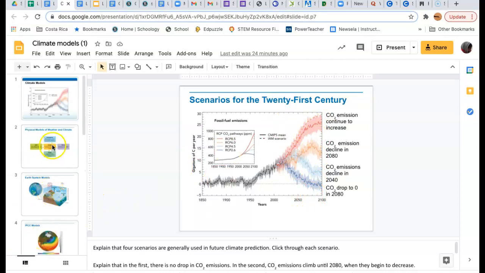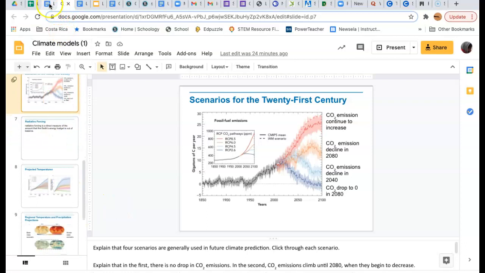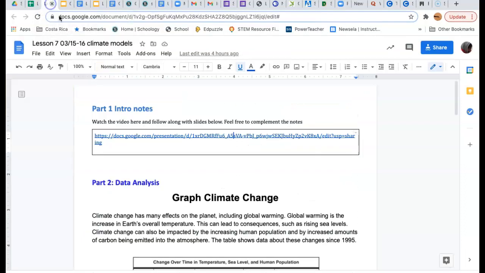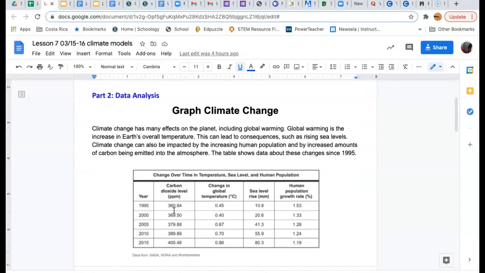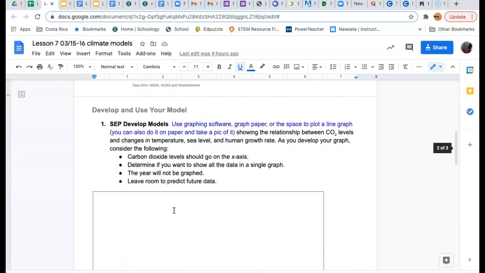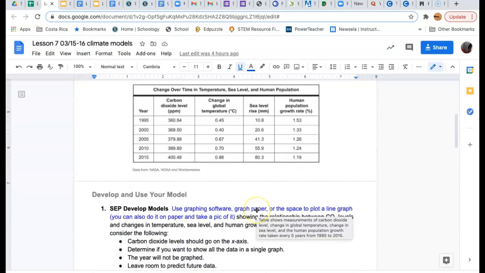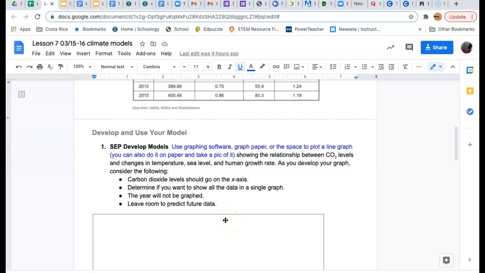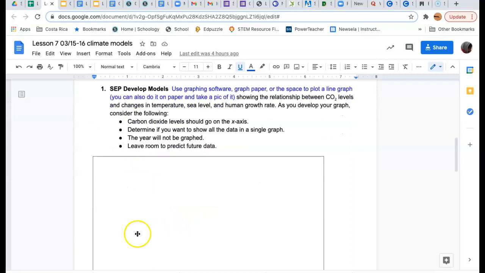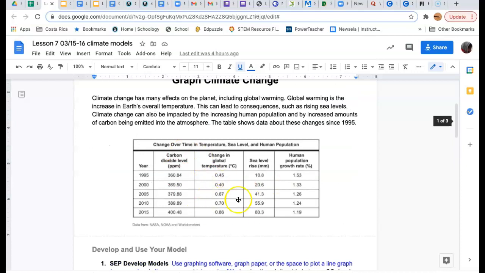Okay, that's it for this video. The next thing that you're going to do is look at data. The data is right here, and you're going to create a graph. Now you have a few options. You can use Excel or Google Sheets if you know how to use them. They're wonderful if you know how to use them. You can just use graph paper or a piece of paper that you have, or you can try to do it here by drawing. It's totally up to you. And you're going to create a graph of this data.